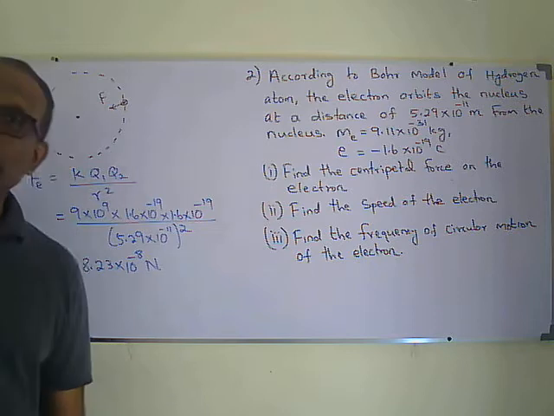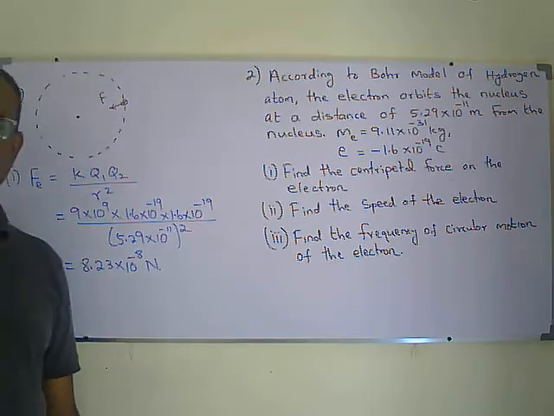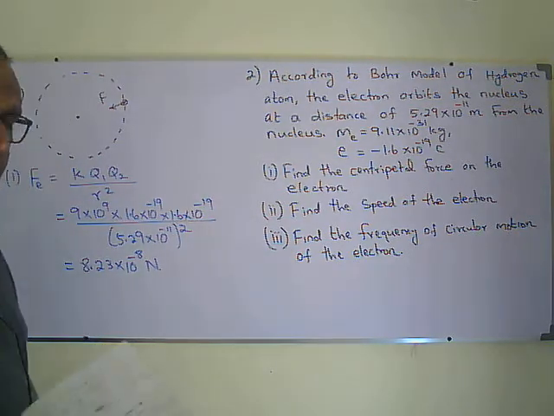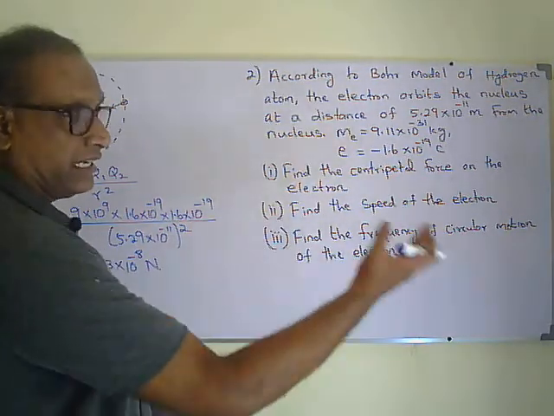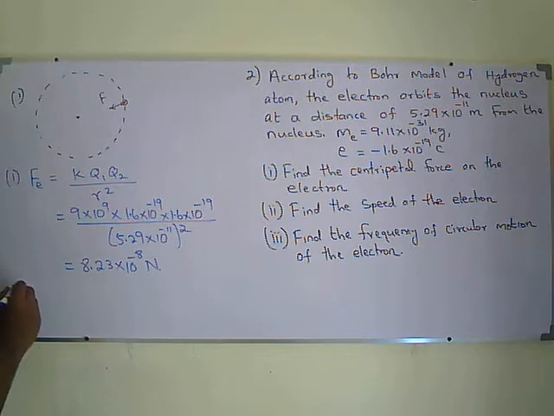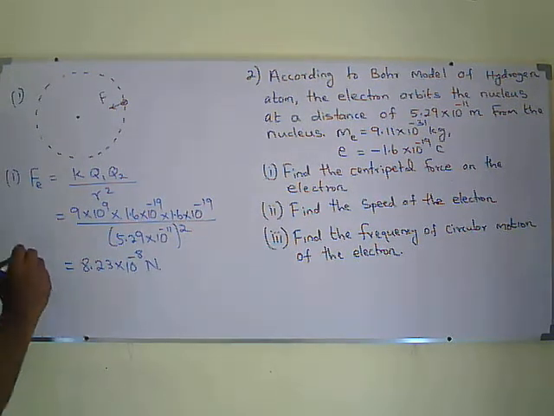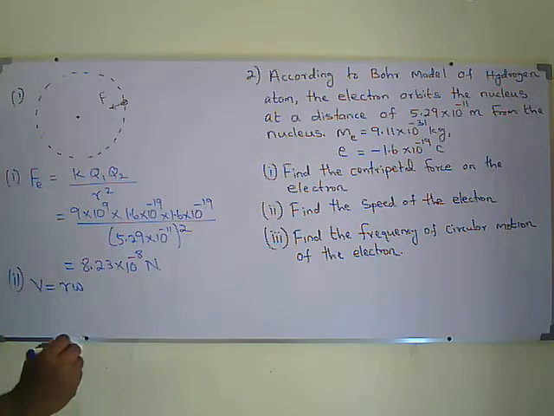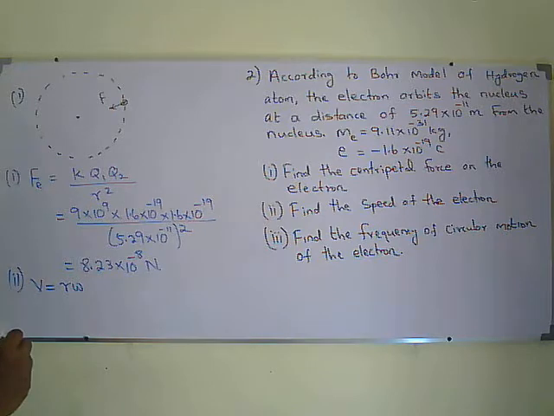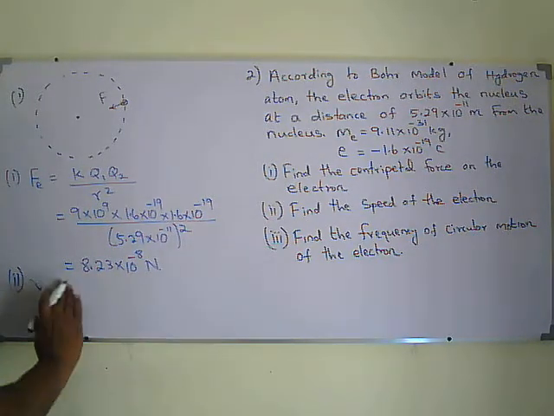That is something related to circular motion, mechanics, nothing related to electrostatics or electric field. Sometimes questions are combined, like electric field with mechanics. So for the second part, I found the electrostatic force. You would have learned in circular motion that v equals r omega. Since they ask me to find the speed, I can use F equals mv squared over r also.